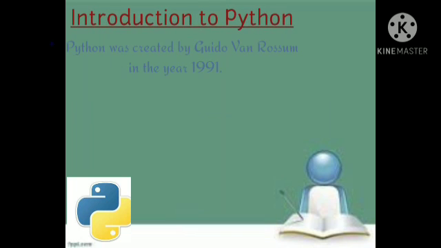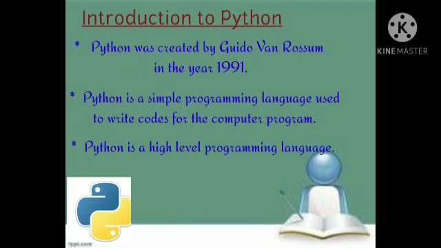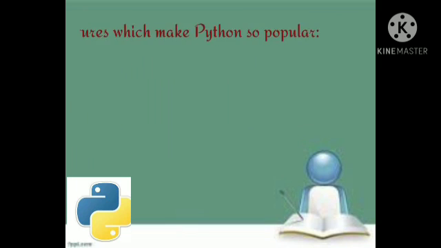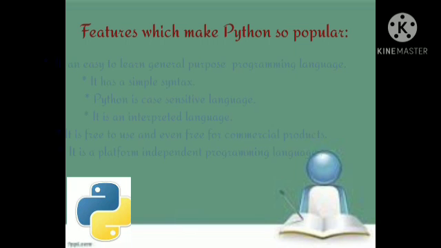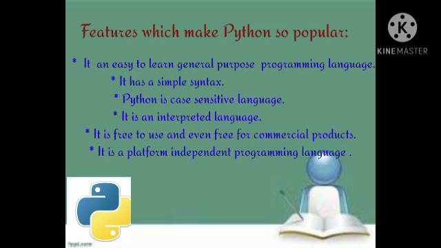Introduction to Python. Python is a very simple programming language which is used to write code for computer programs, and this language was created by Guido van Rossum in the year 1991 at CWI. Now, Python is a high-level programming language.